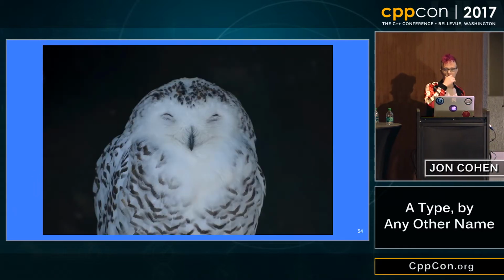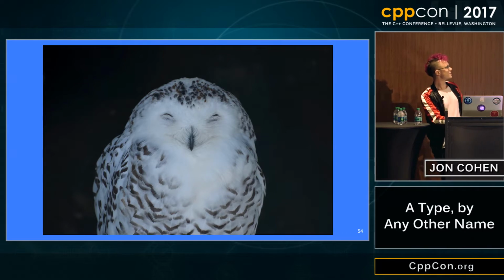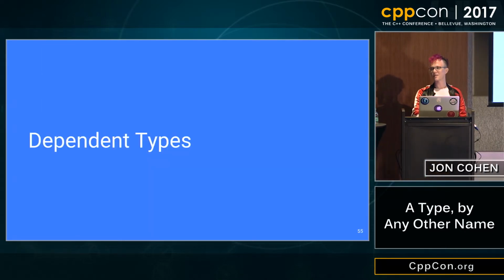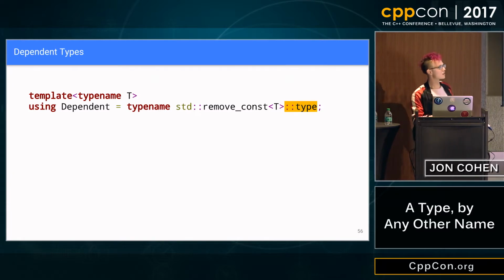Got one more example. Oh yeah, now we have a happy owl, look at him. You didn't rely on internal implementations. Look at him, he's so happy. Dependent types, I got one more thing to talk about. I've got a little story to tell. We got to talk about dependent types. There's no scream this time, although maybe there should be.